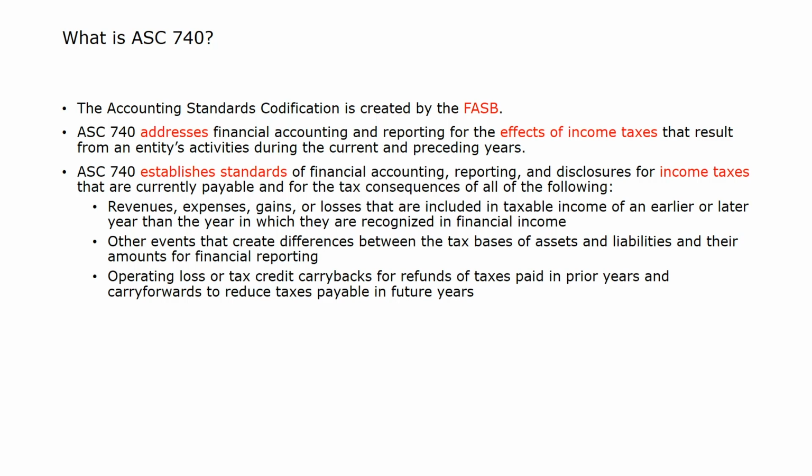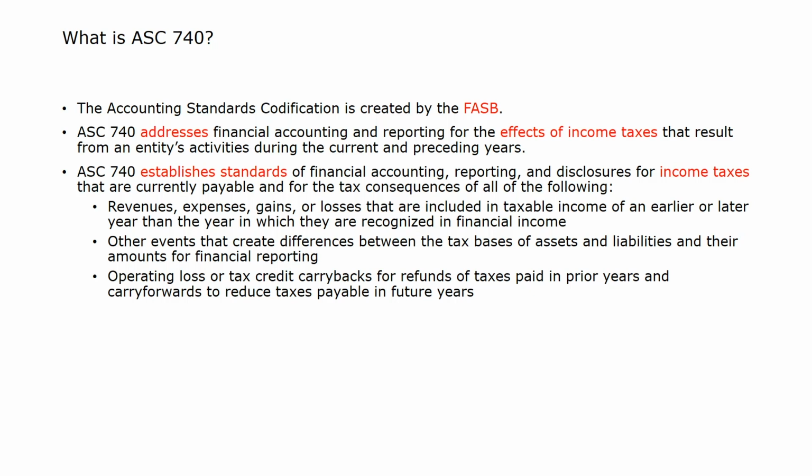ASC 740 establishes the standards of financial accounting, reporting, and disclosure for income taxes that are currently payable and for the tax consequences of all of the following. We have revenues, expenses, gains, and losses that are included in taxable income of an earlier or later year than the year in which they are recognized in financial income. These are our temporary differences that create deferred tax assets and liabilities.